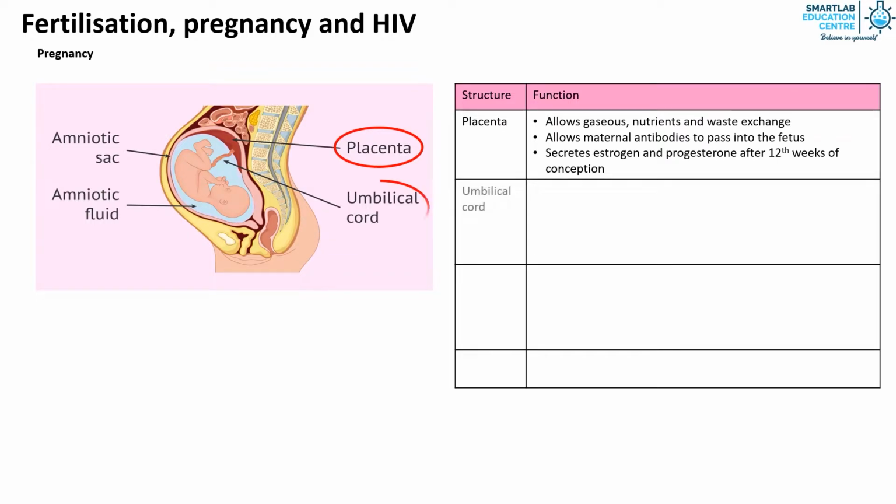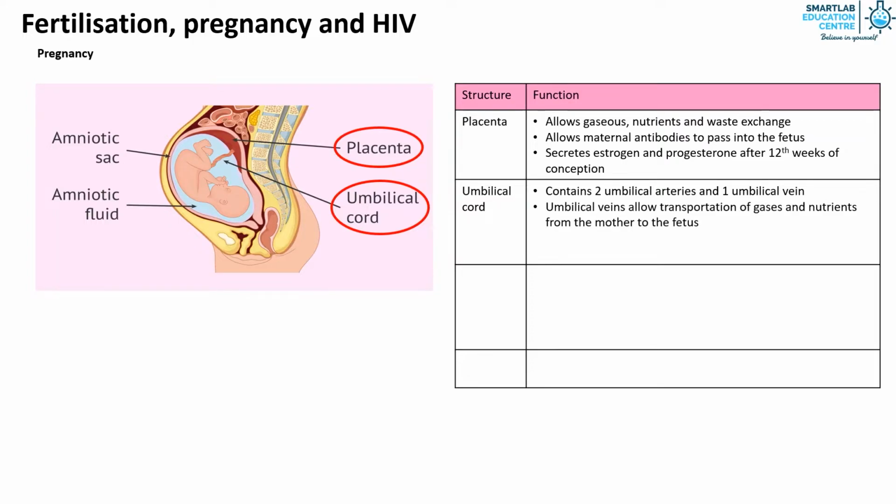Next, we have the umbilical cord. It contains 2 umbilical arteries and 1 umbilical vein. The umbilical vein allows transportation of gases and nutrients from the mother to the fetus. The umbilical arteries allow transportation of waste substances from the fetus to the mother.